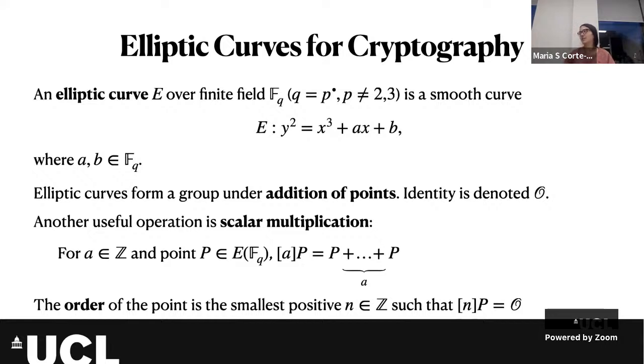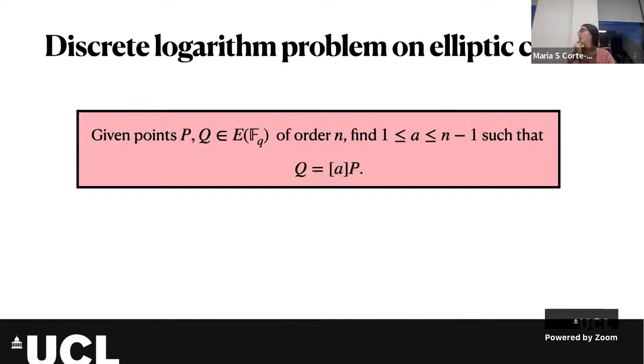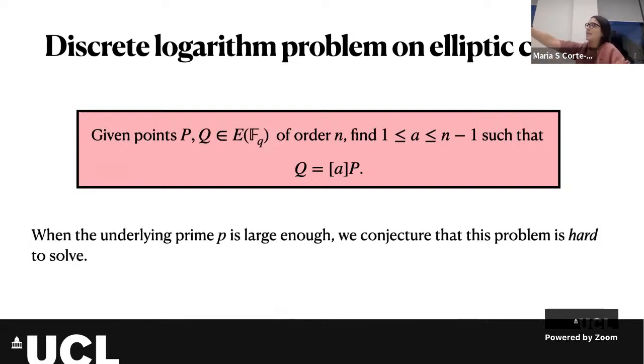And why scalar multiplication is a very useful operation is because this is what we build elliptic curve cryptography from. More precisely, the discrete logarithm problem on elliptic curves says that if you have 2 points, P and Q, find the scalar A such that multiplying your point P by the scalar A gives you your second point. And if the underlying prime is large enough, that being the prime of your finite field, then we conjecture that this problem is hard to solve.